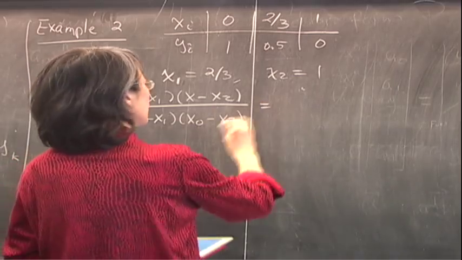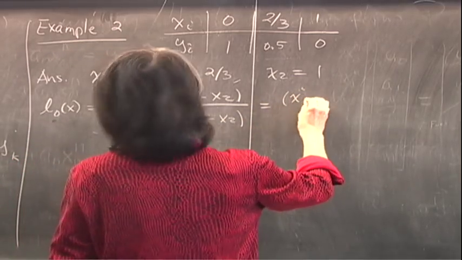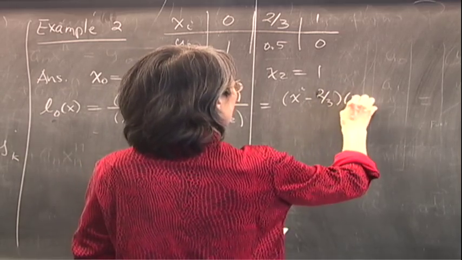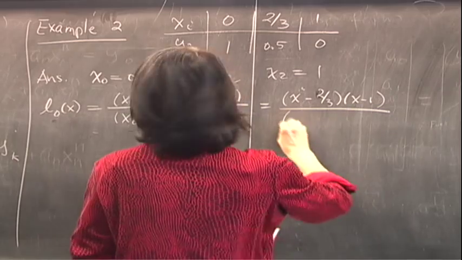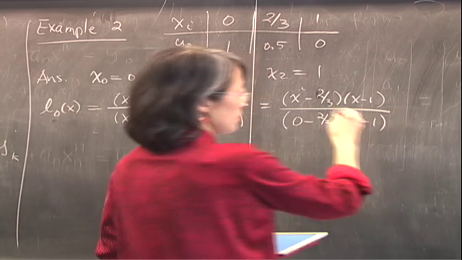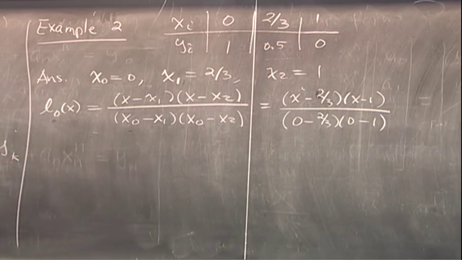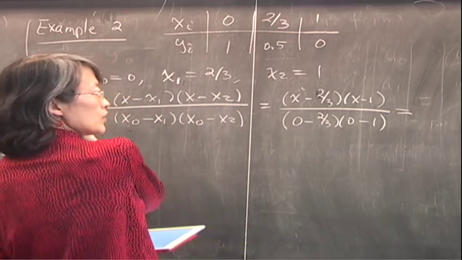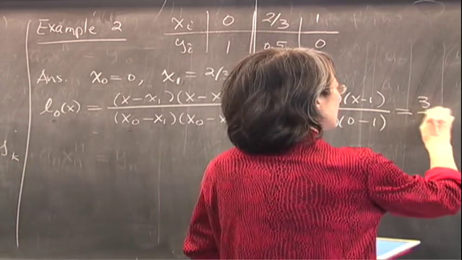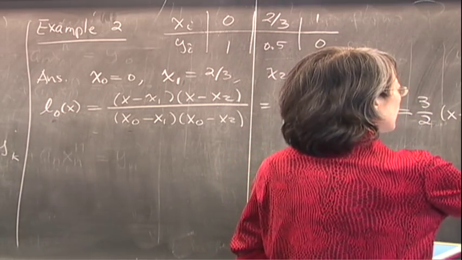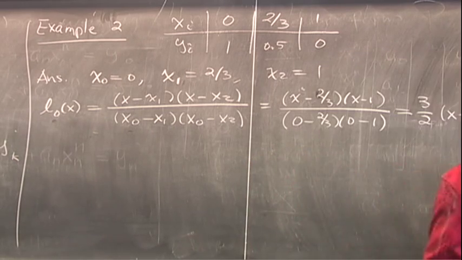Okay, so let's put in the numbers. So this will be x minus 2 over 3, x minus 1, and down here is 0 minus 2 over 3, 0 minus 1, right? So you see it's a polynomial of degree 2. I could work out the denominator. It will be 2 over 3. I flip it. It's 3 over 2, times x minus 2 over 3, times x minus 1. Is that okay?